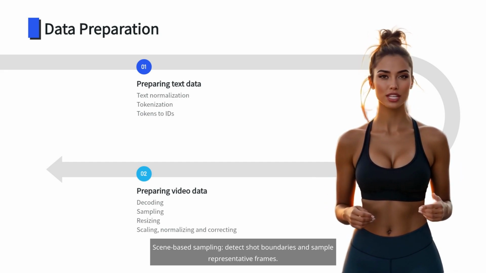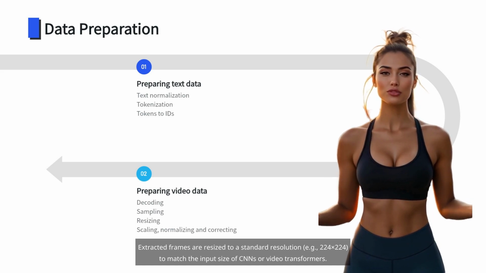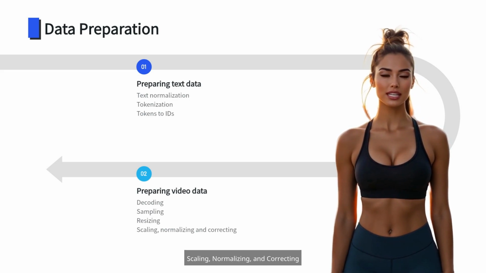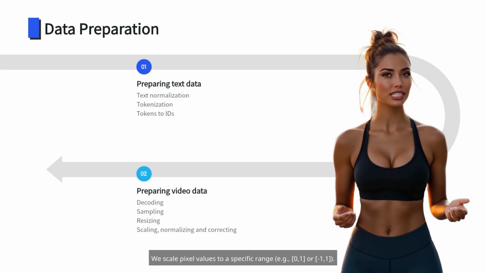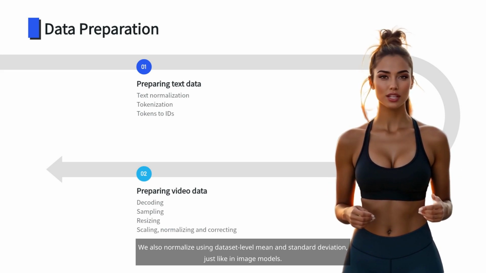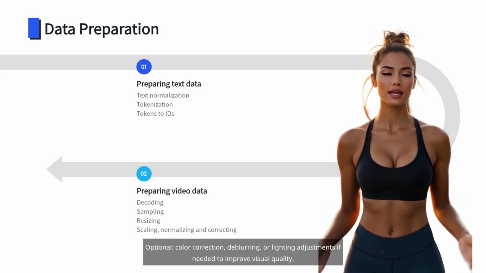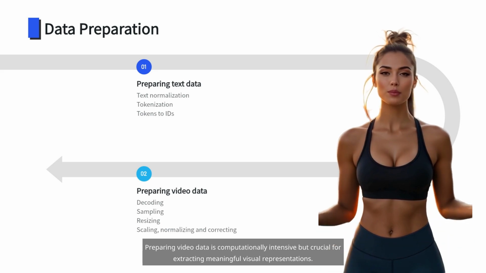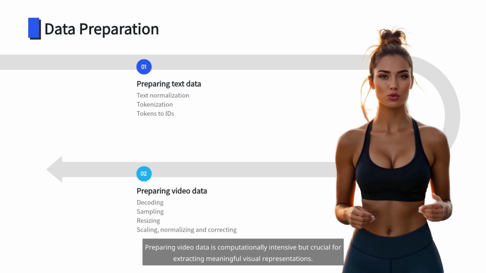Resizing. Extracted frames are resized to a standard resolution, e.g., 224 by 224, to match the input size of CNNs or video transformers. Scaling, normalizing, and correcting. We scale pixel values to a specific range, e.g., 0 to 1, or -1 to 1. We also normalize using dataset-level mean and standard deviation, just like in image models. Optional: color correction, deblurring, or lighting adjustments if needed to improve visual quality. Preparing video data is computationally intensive but crucial for extracting meaningful visual representations.